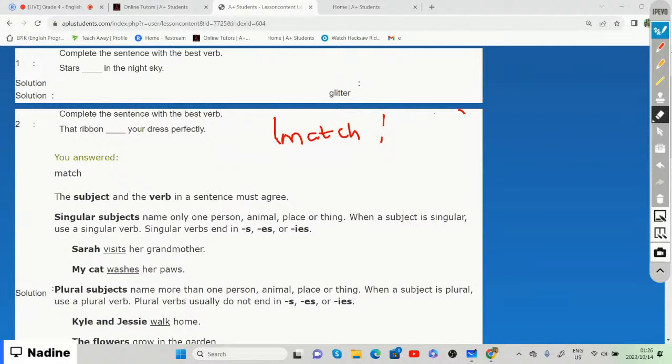So match or matches. Because remember, we said a singular subject has a singular verb. We either add ses or ies. All right, so we can then say that ribbon matches your dress perfectly. So matches, not match.